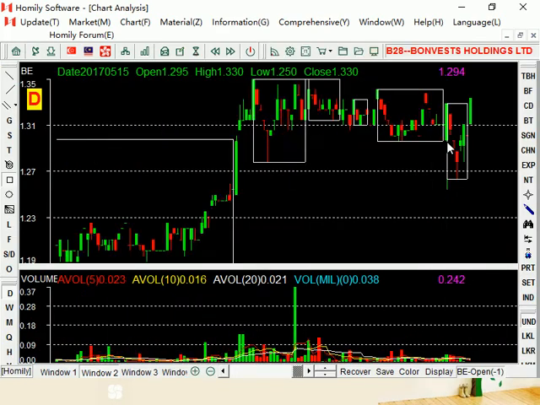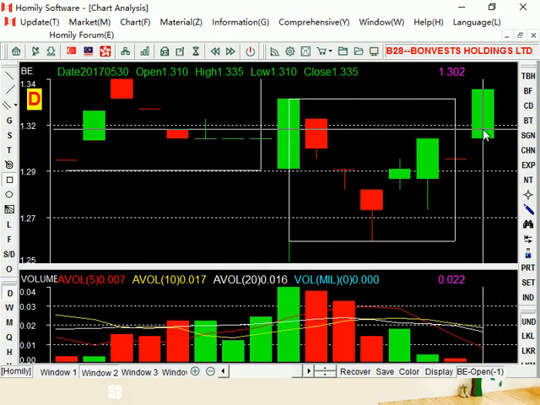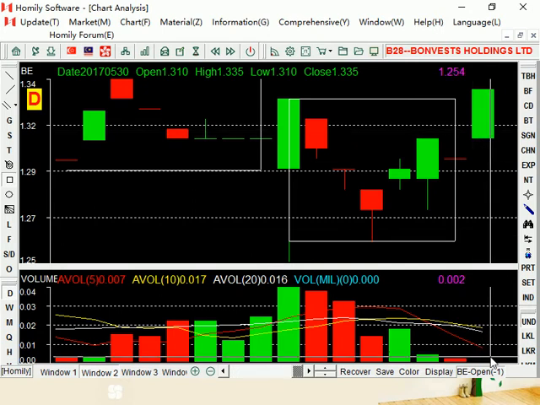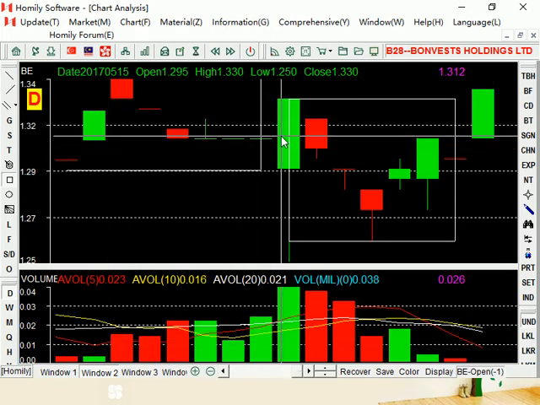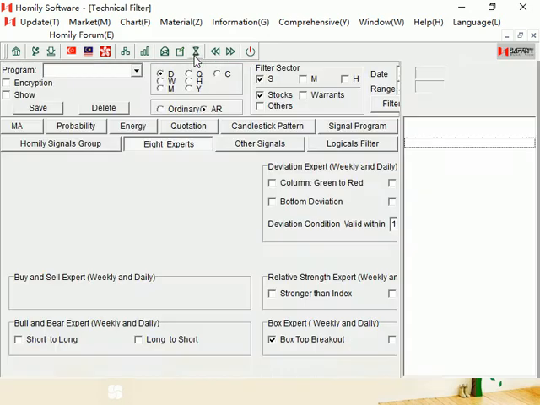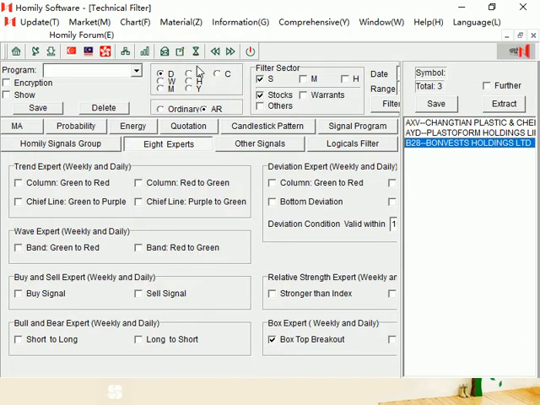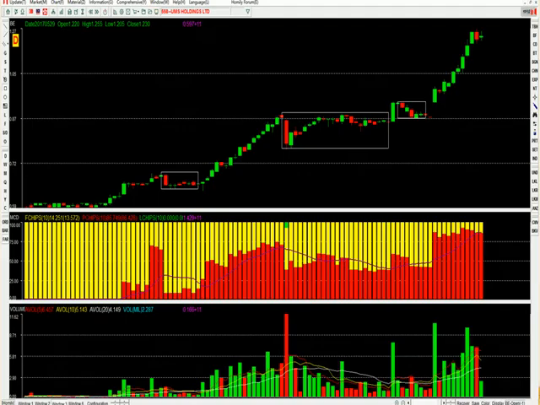For this stock, the price is up for the breakout, but we can see whether the volume increases or not. There's no volume, so we'd better not buy. We should wait and see. So every day you can use this method to filter stocks which are top breakout. Okay, so this is the first one. Then we can see the next one.